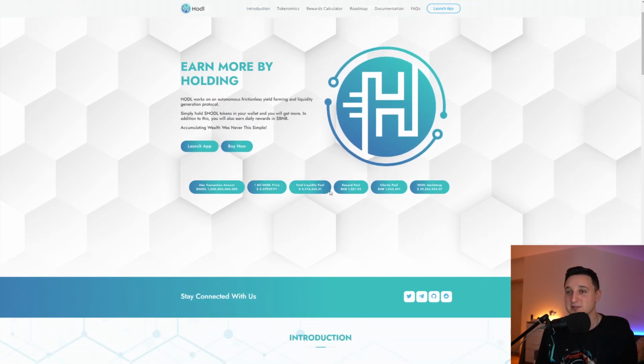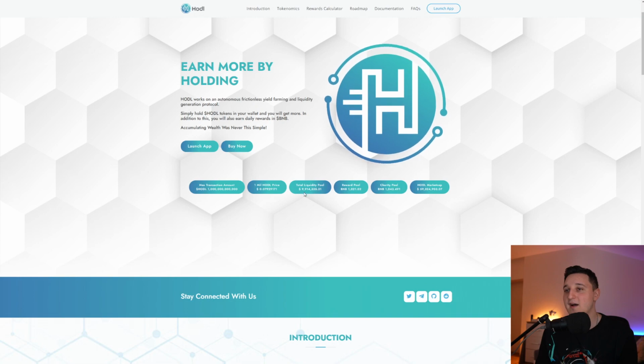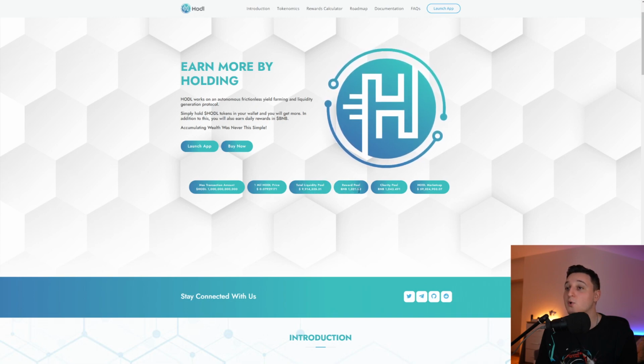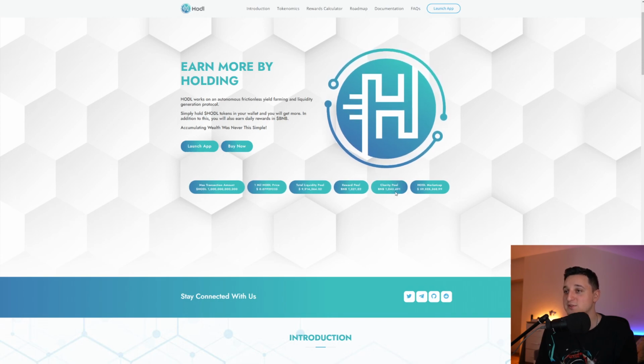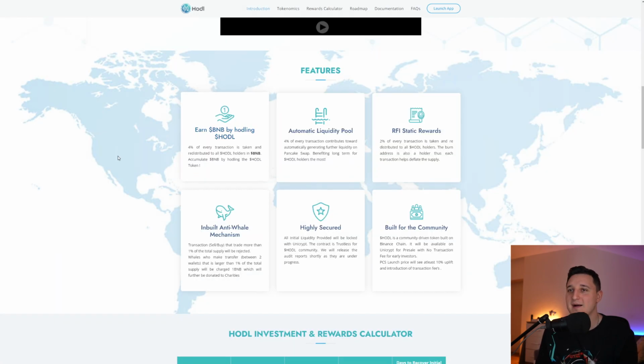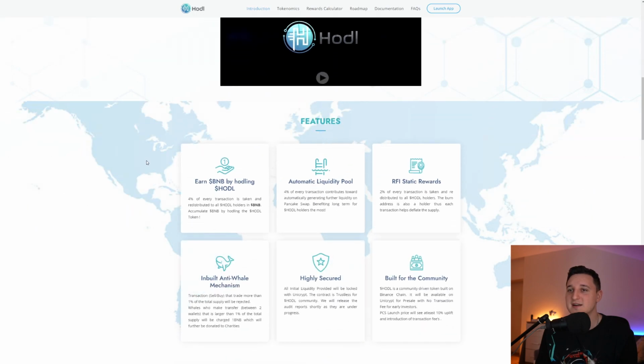So these are some of the tokenomics here if you do want to check them out. So it says here, HODL market cap is 59. Okay. Liquidity right now, it's 9 million. And BNB reward pool, 1,021. Okay. And the charity is 1,043. So there you go.